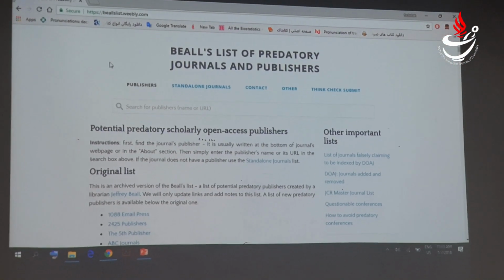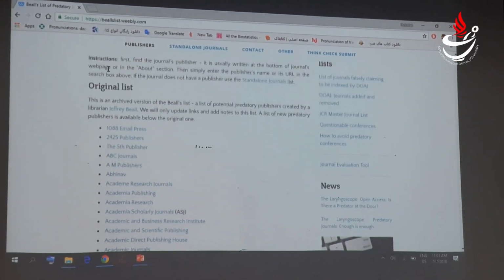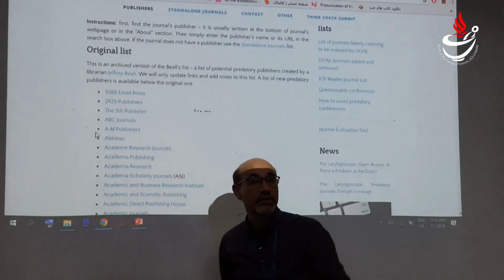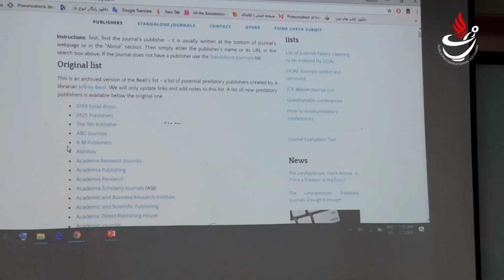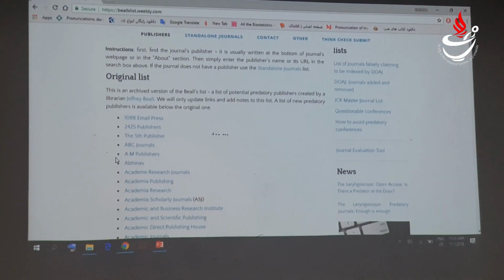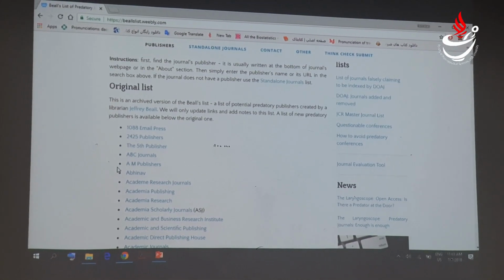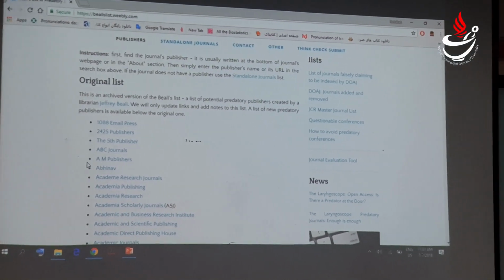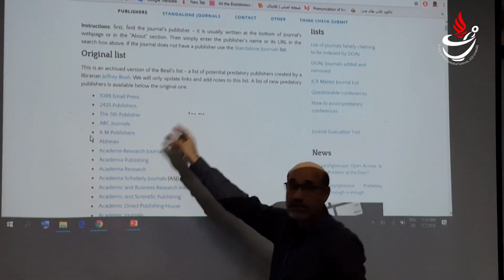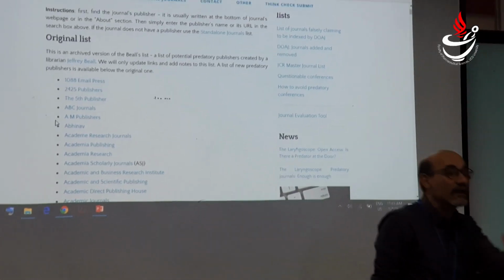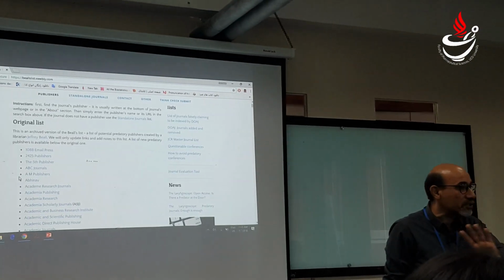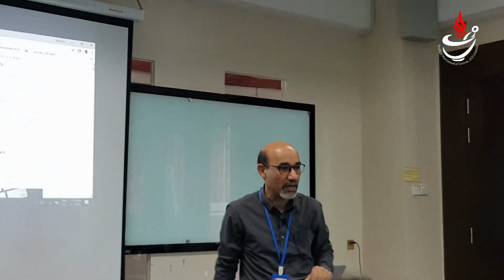In this Beall's list, you see the list of predatory publishers. When you go through the web page of a journal, if you scroll down, in the last line you will see the publisher, which publisher this journal is published by. If you find the name of that publisher in this long list, then that publisher is a predatory publisher. What they publish is not very reliable.